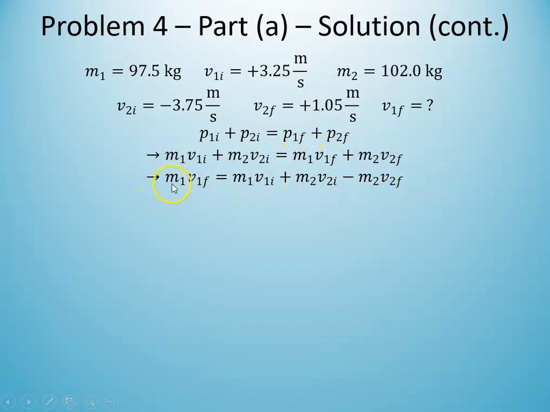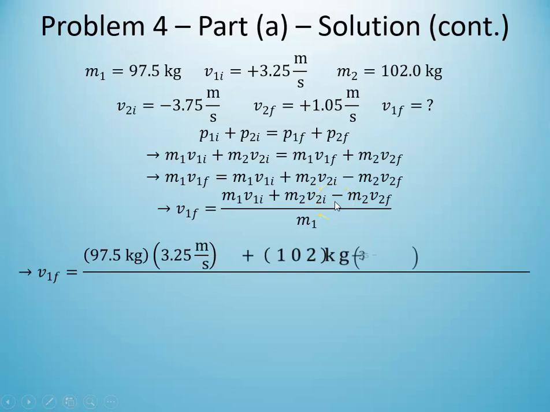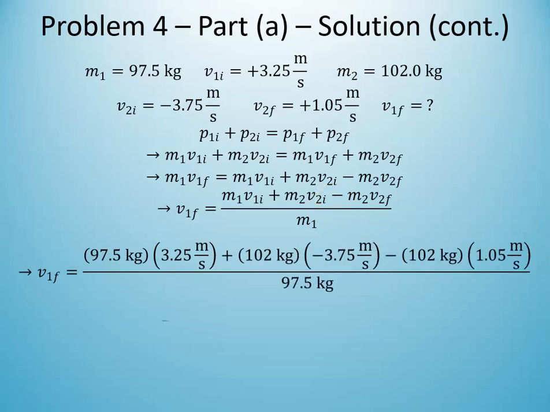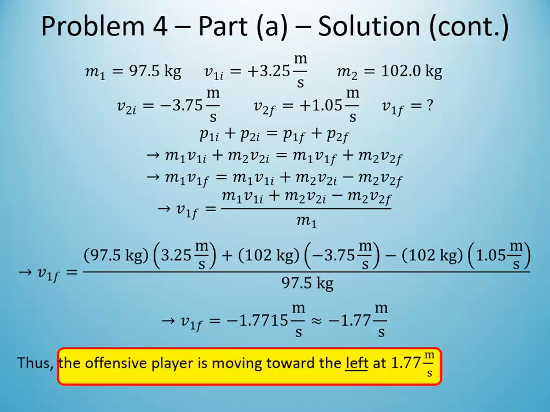And now we divide both sides of the equation by m1, and upon doing that, in fact, you can separate this fraction out if you wanted to and have v1 final equals v1 initial plus m2 over m1 times (v2i minus v2f), the v2i minus v2f being in parentheses. But in this case, we're just going to plug in the numbers directly. The result of doing that is that the final velocity of the offensive player is negative 1.77 meters per second, that meaning that he's going 1.77 meters per second toward the left after this collision.